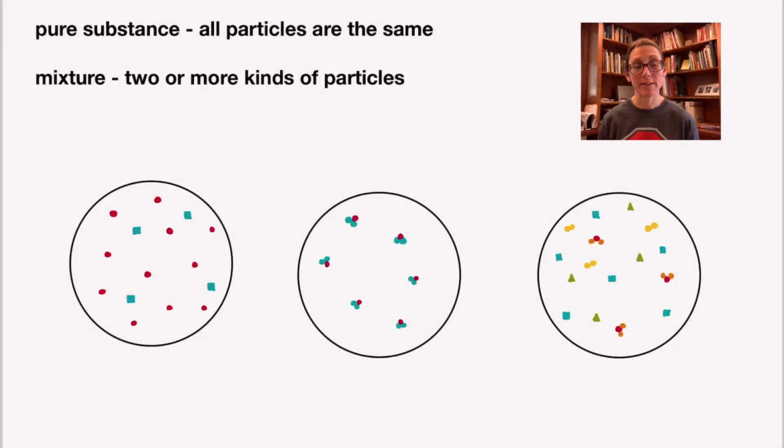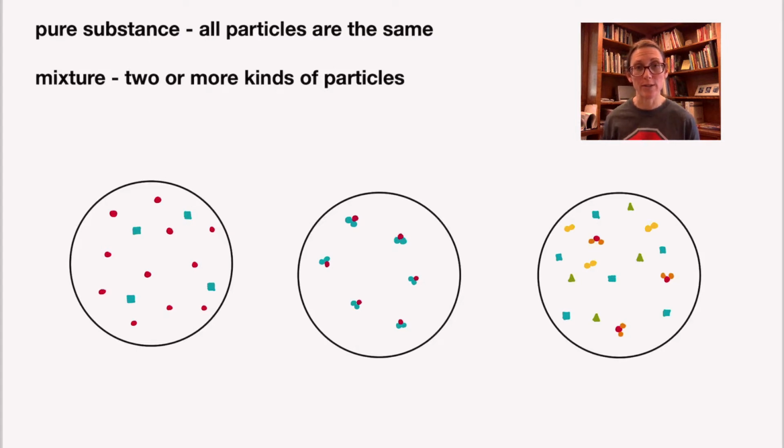When we talk about a substance, we can classify it either as being a pure substance or a mixture. In a pure substance, all of the particles are identical to all of the other particles in that material. Whereas in a mixture, there are two or more different types of particles present.